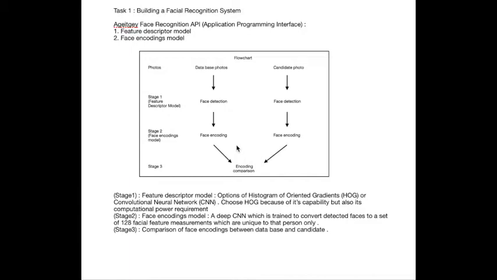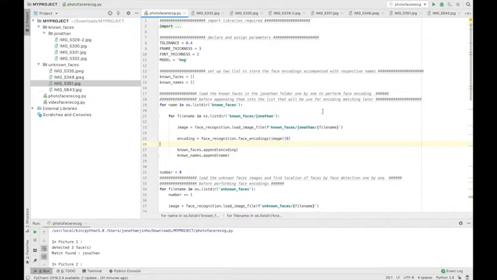With the encodings of faces in hand, we can then enter our third and final stage, that is encoding comparison. The list of face encodings from our database photos is compared with the face encodings from our candidate photo. If the similarity of encodings is high, a match is said to be found, and this is how our face recognition system works.